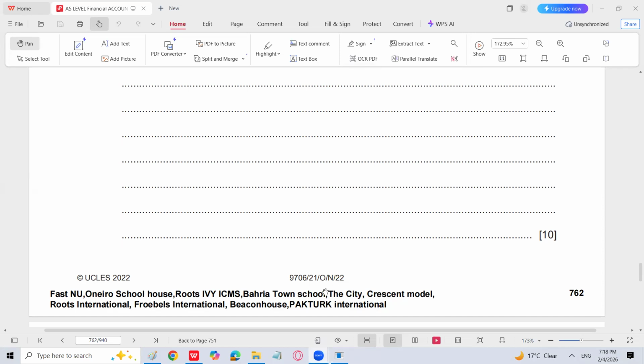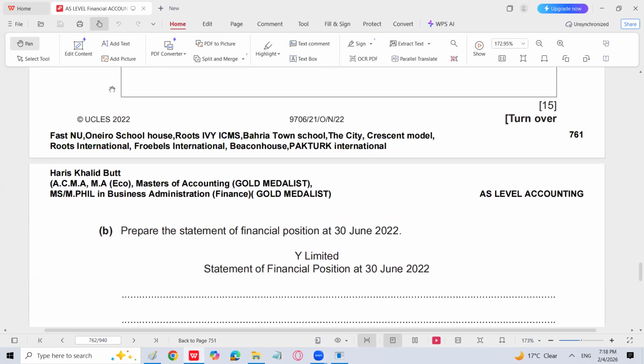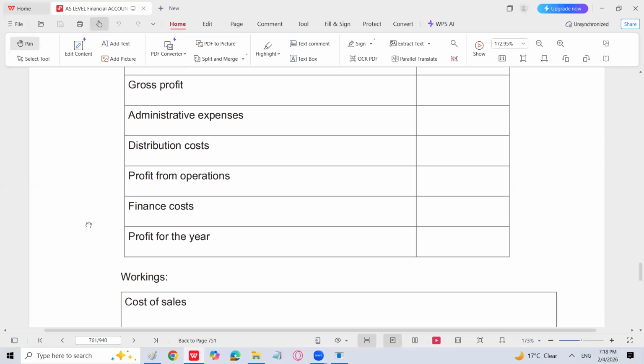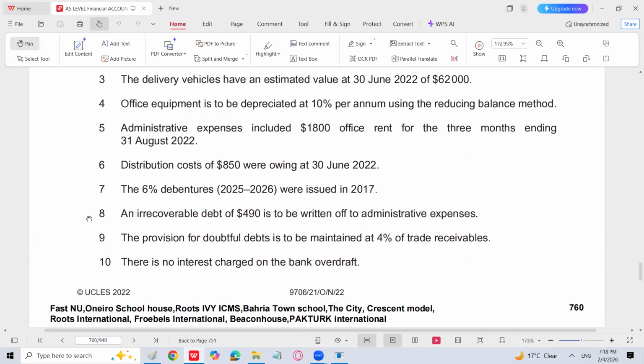The topic is company accounts. AS Accounting 9706, topic company accounts, and this question came in October/November 2022, variant 21. Let's start the question. You have to prepare the statement of financial position and the income statement according to the format given in the question.